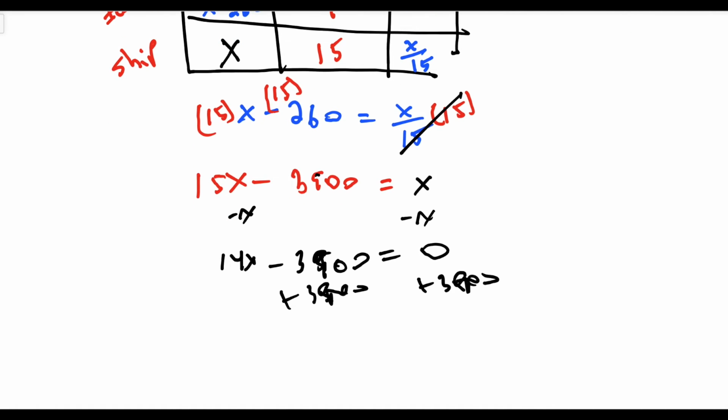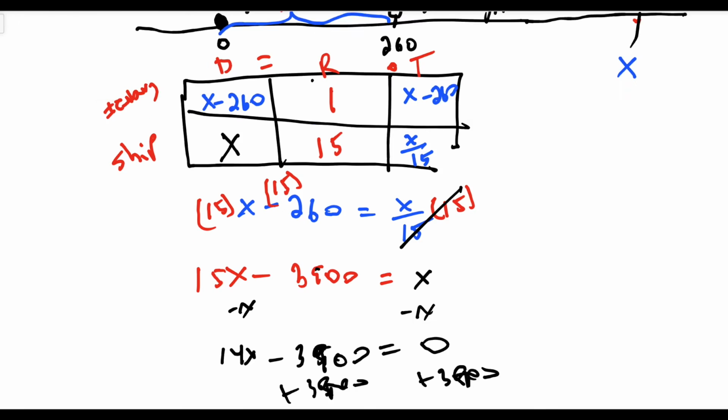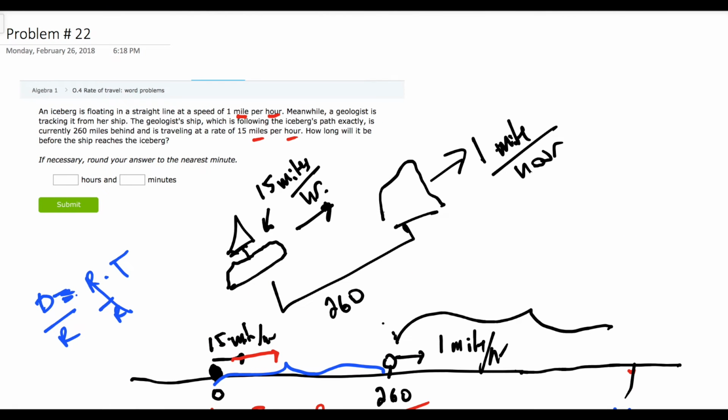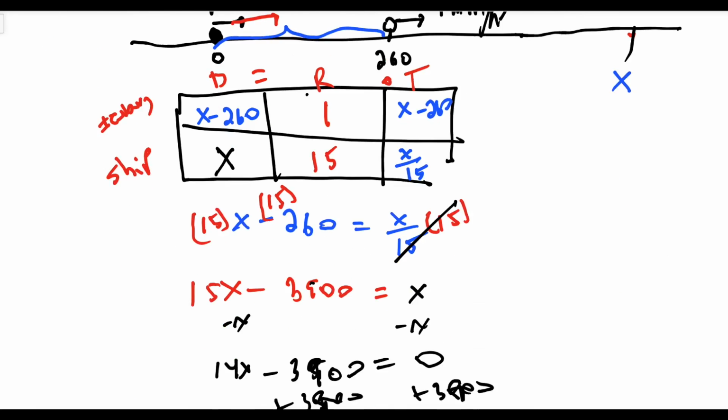All right, so 14x equals 3,900 divided by 14. 280. So it's, hold on. Pause. Wait, let's see what they want here. Time. Oh, they want it down to hours and minutes. All right, cool. So 280 seconds, right?